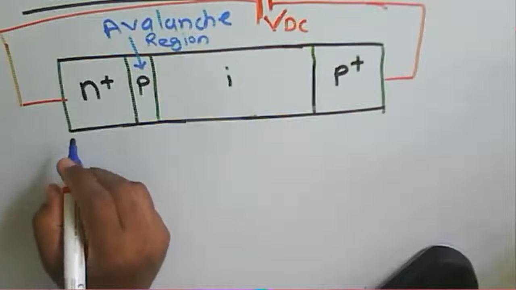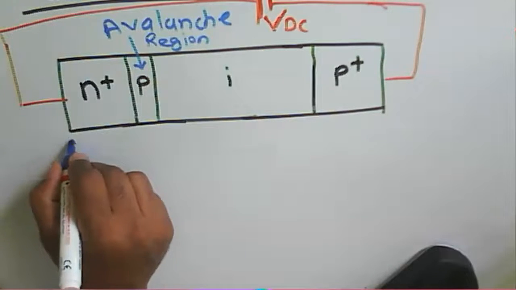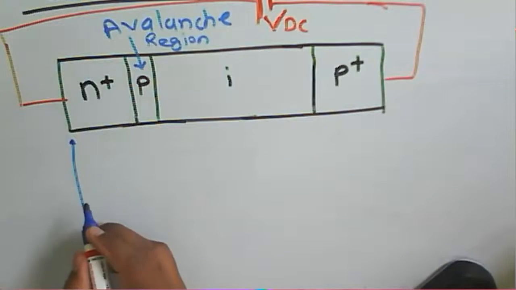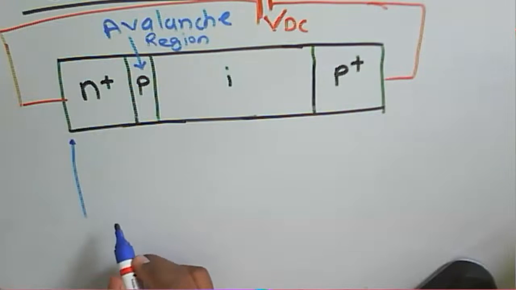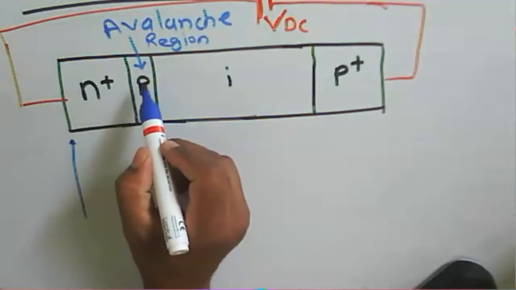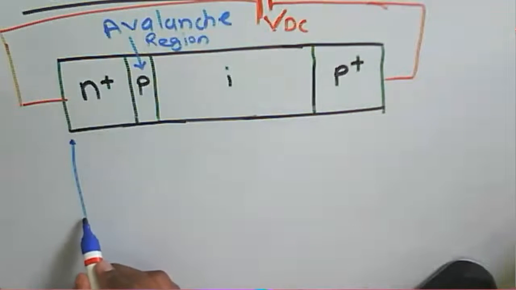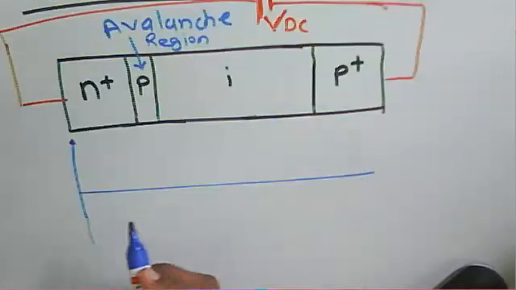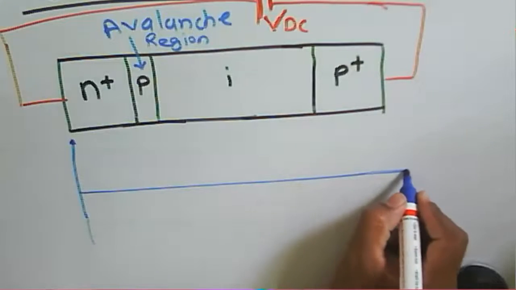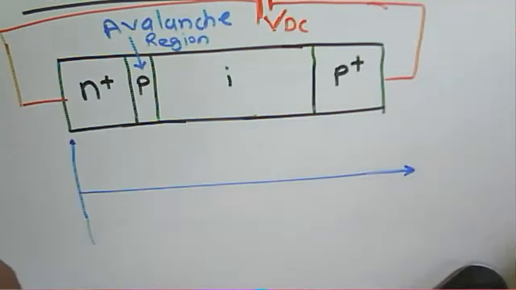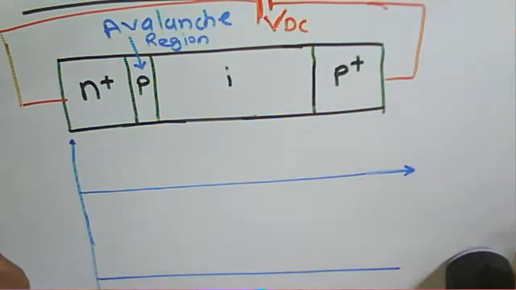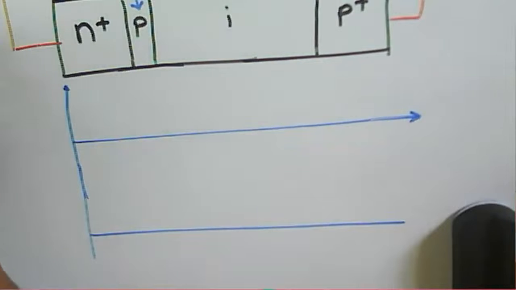Next we talk about the field profile for the given region. What is the field profile? This one is the avalanche region, and we talk about what the dopant will be here. Since this is highly doped, this region is a highly doped region. So now, what about this field profile?